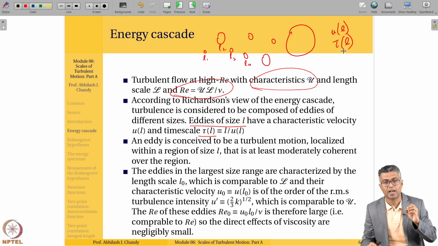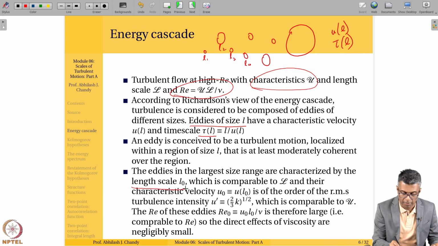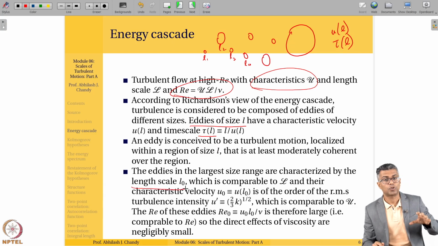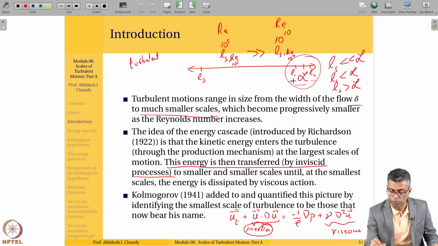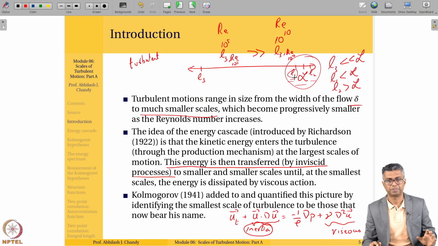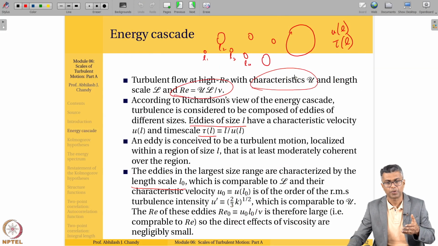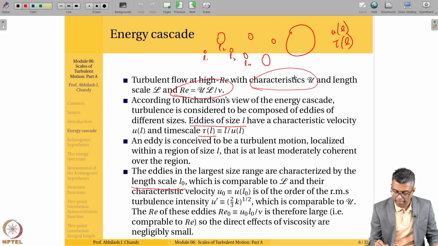Now, the eddies in the largest size range, we can characterize by a length scale L0. So this is at the largest length scale. Now this is comparable to L. So this is very similar to what I wrote as L1 here. I've just given some names here as L1, L2, L3, but we'll have more formal names as we go. And that is what I mean by this.